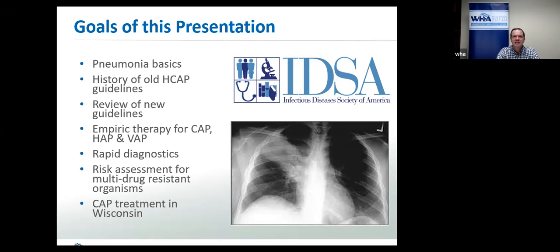We'll touch on rapid diagnostics, where the state of the art is in terms of getting the identification of the pathogen at the bedside. And then we'll move into risk assessment for multidrug-resistant organisms. And then the big closer is really the community-acquired treatment in pneumonia. So we'll talk about local resistant patterns and where we are today in Wisconsin.